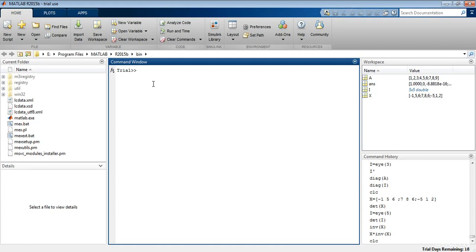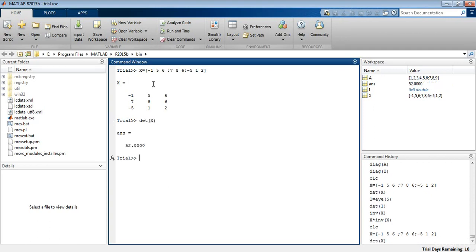For example, assume that we define our desired matrix as follows: -1, 5, 6, 7, 8, 6, -5, 1, 2. And now type det x and hit enter. You can see the output of this function is only a number. This number has an important role. We will learn that role in future lectures.